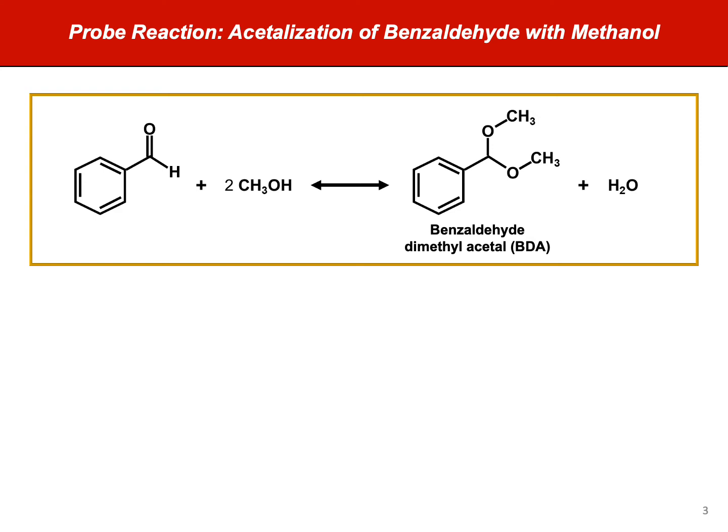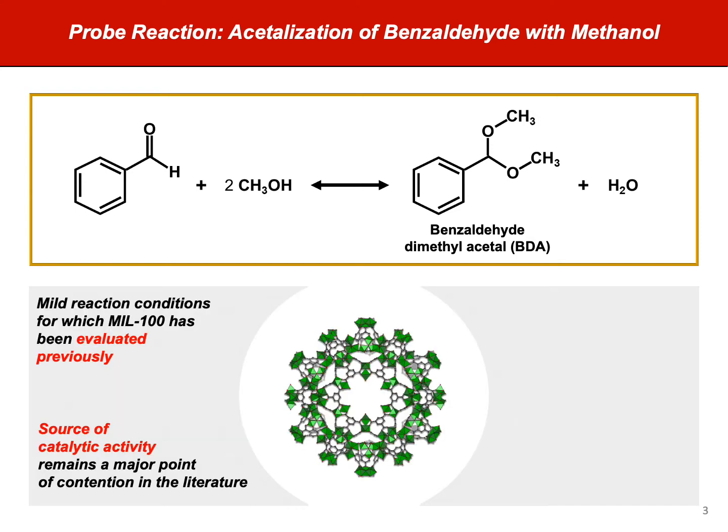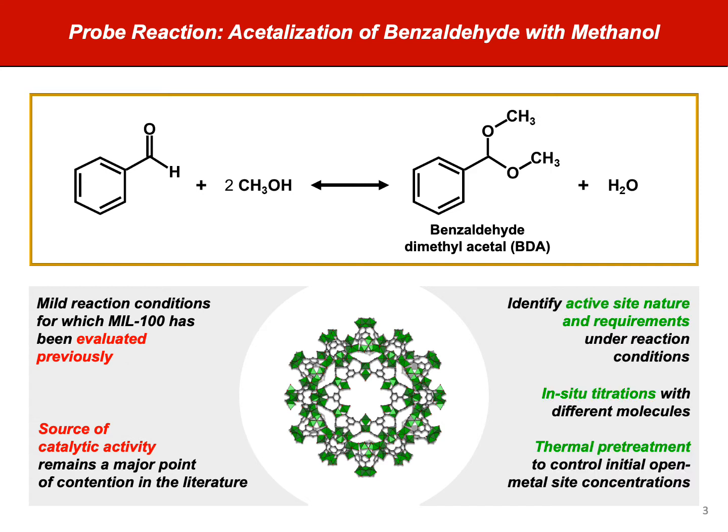So we use acetalization of benzaldehyde with methanol as our probe reaction. And this is a reaction that can be run under relatively mild conditions. A significant part of the motivation behind choosing this reaction is that despite many studies reporting catalytic data on MIL-100 iron for the acetalization of benzaldehyde with methanol, the source of catalytic activity for this chemistry remains a major point of contention, with both Brønsted and Lewis acid catalysis being claimed in multiple reports.